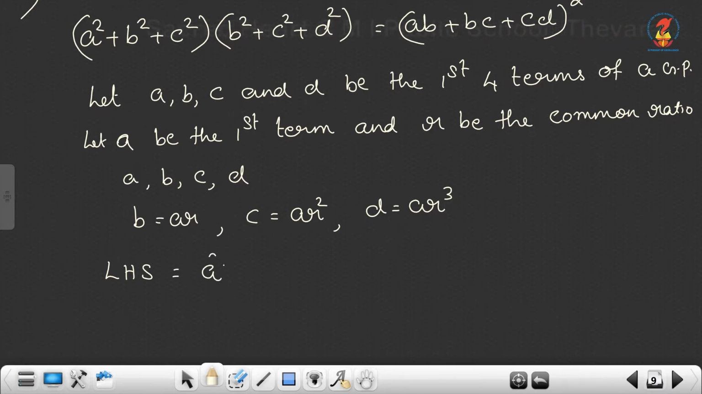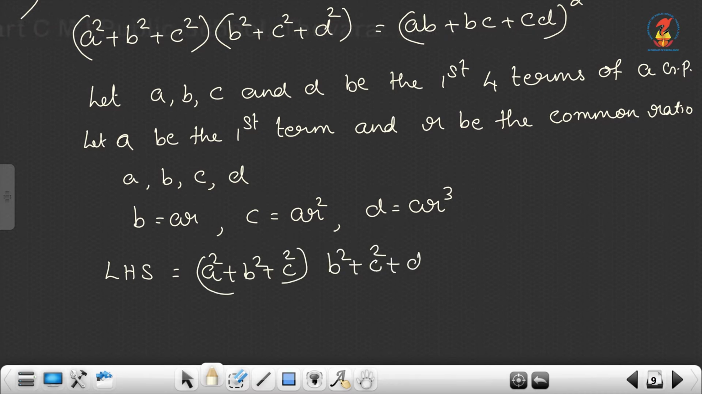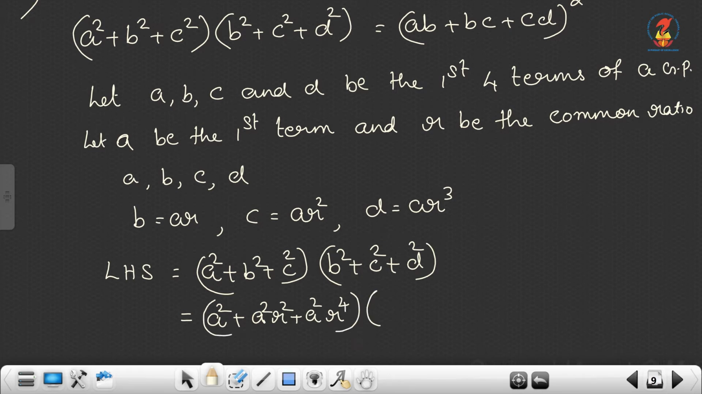LHS is equal to (A square plus B square plus C square) into (B square plus C square plus D square). Substitute. A square is A square itself, B square is A square R square and C square is A square R raised to 4. Now, the second bracket: B square is A square R square plus A square R raised to 4 plus A square R raised to 6.